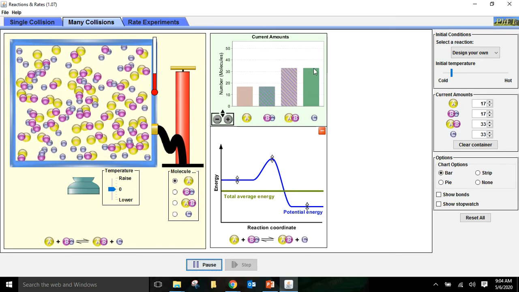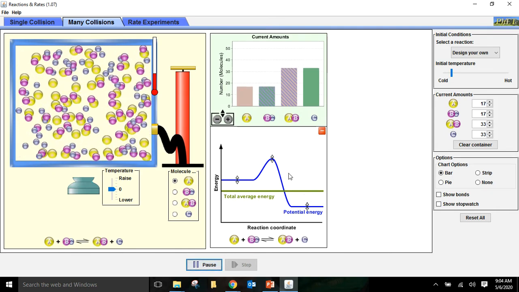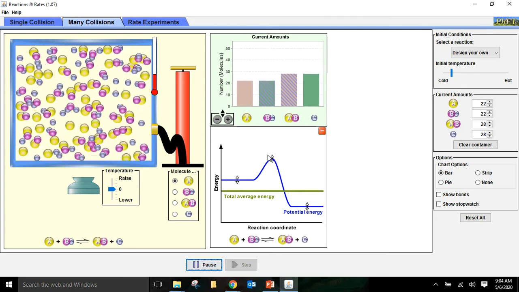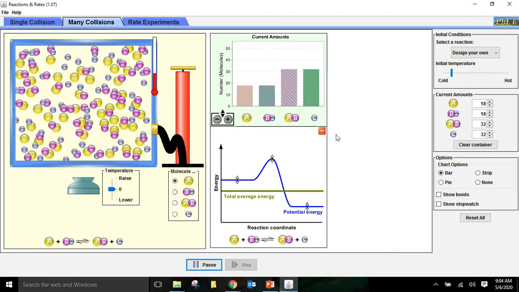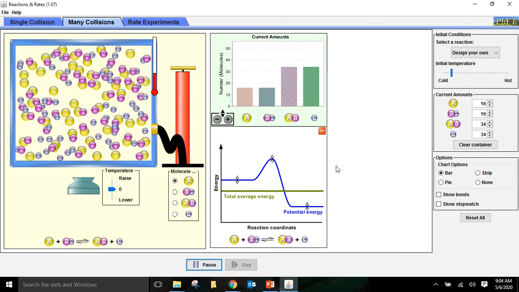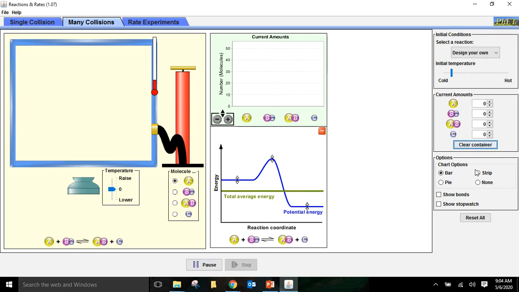But this definitely likes to make products because, well, that's a downhill battle. It's easier, takes less energy to destroy reactants and make products. It can make the reactants, but it's more work. That's why it favors the products at the end of this reaction, like a lot of exothermic reactions do, downhill battles, right?